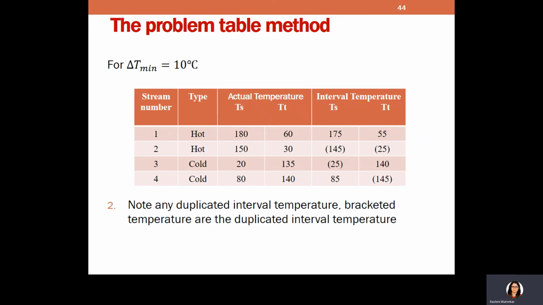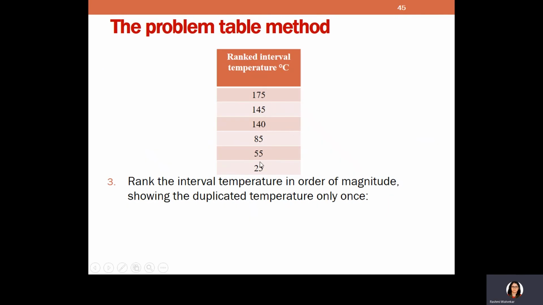Your second step, put the repeating temperatures in brackets. Like 25 and 25 are repeating, so bracket them. 145, 145 repeating. Put them in brackets. Now once you put them in brackets, we arrange all these temperatures into descending order. So which is the highest temperature? 175. Next will be 145, then 140. So arrange them as intervals.